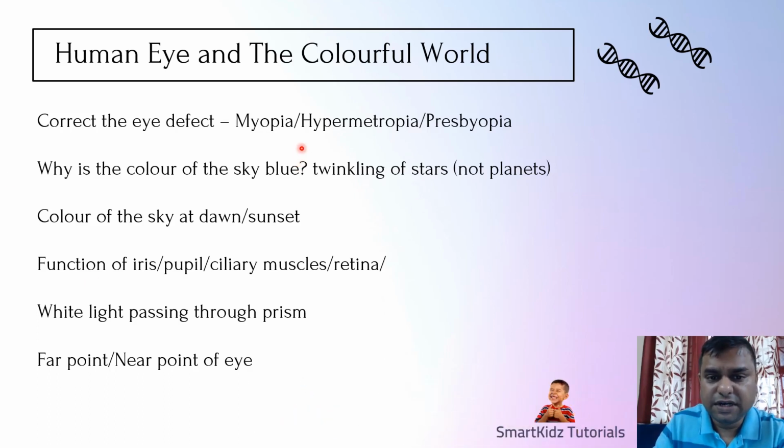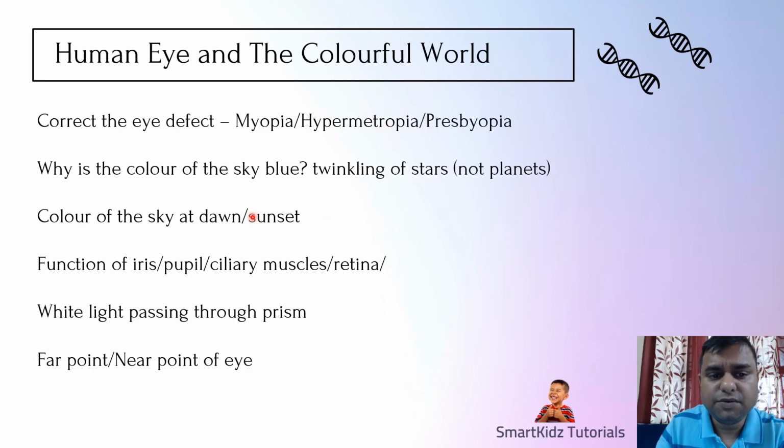You should know the type of lenses that are used to correct the defect of myopia and hypermetropia. The diagrams of myopia and hypermetropia are very, very important. You will be asked to draw the defect and do the correction. So you should know what lenses are going over there and what type of defect it is.